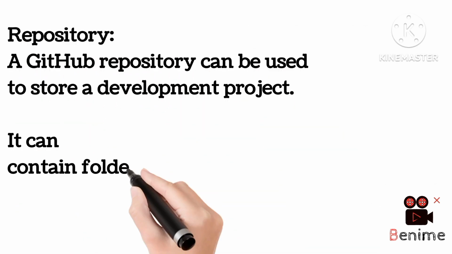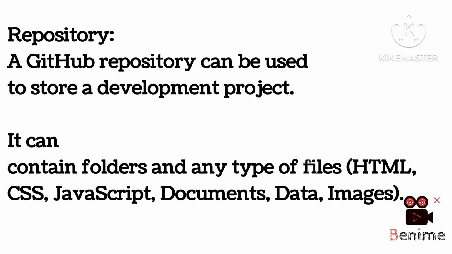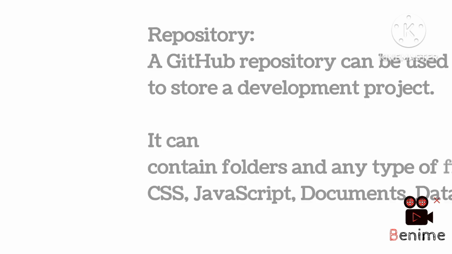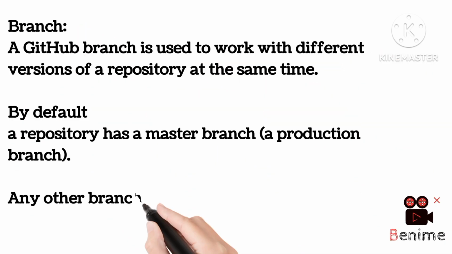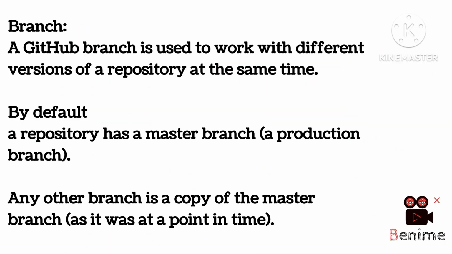Repository. A GitHub repository can be used to store a development project. It can contain folders and any type of files: HTML, CSS, JavaScript, documents, data, images. Branch. A GitHub branch is used to work with different versions of a repository at the same time. By default, a repository has a master branch, a production branch. Any other branch is a copy of the master branch as it was at a point in time.